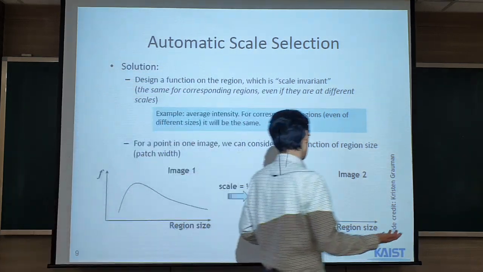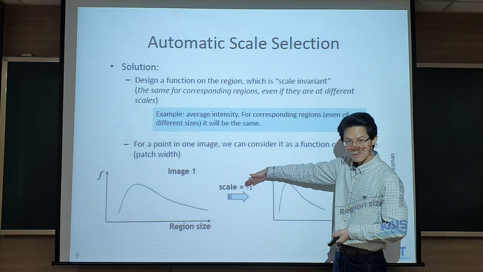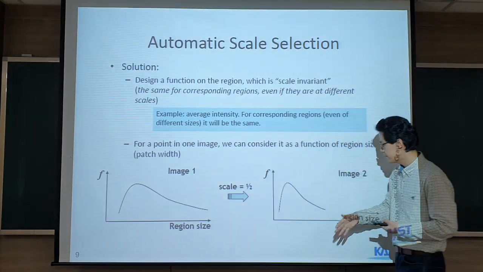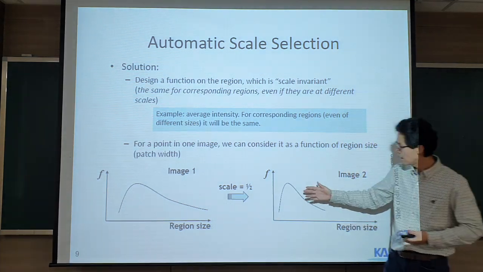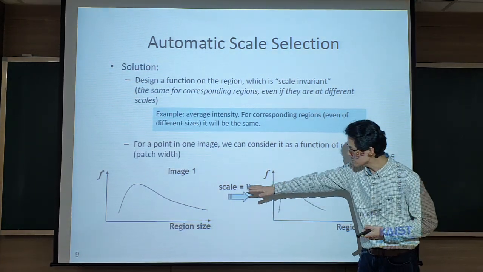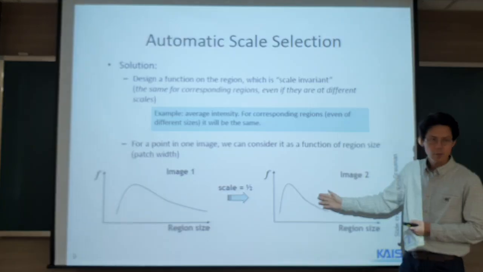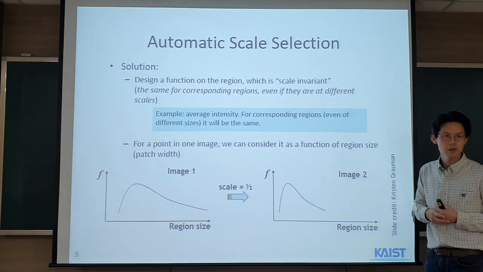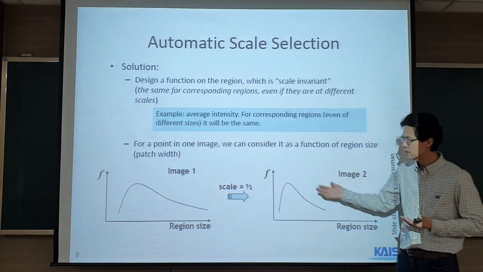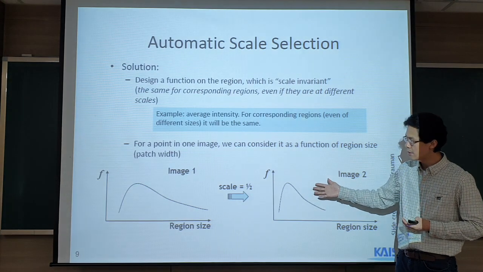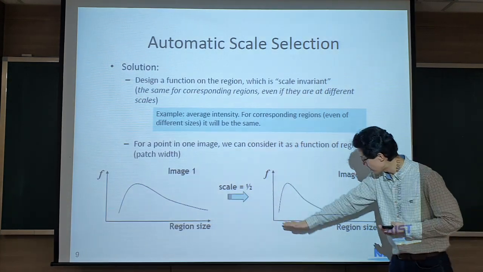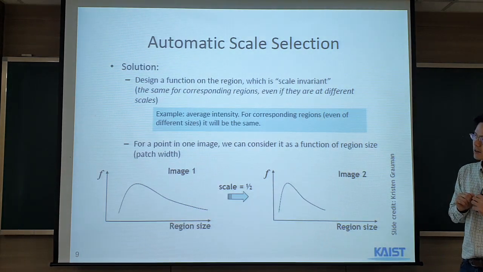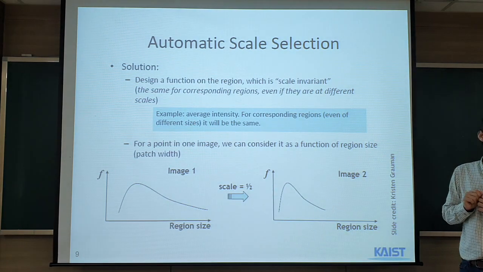But even if we reduce the image to half, we reduce the scale here into half, you can see that the overall shape, I mean, it's not exactly the same thing, but the overall shapes are similar to each other, right? We just scaled down the original image, right? So basically, the distribution of the f value across the region size should be maintained, right? Then can you get the idea how we can choose the proper scale?